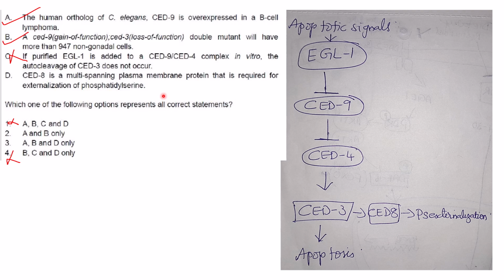So CED8 is the one which is acting to externalize this phosphatidylserine in C elegans. So D is correct. So more correct answer is 3, that is A, B, D only. 2 is not correct. They have not mentioned D there. So 3 is correct answer.